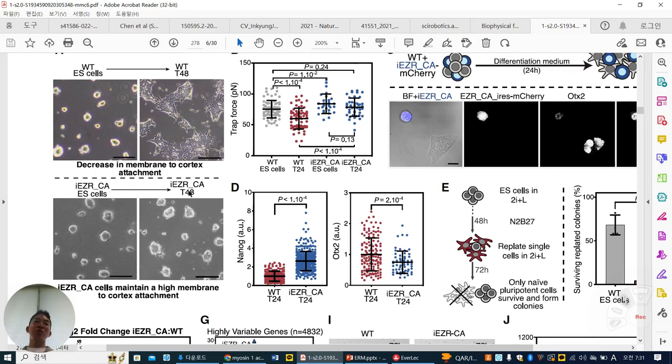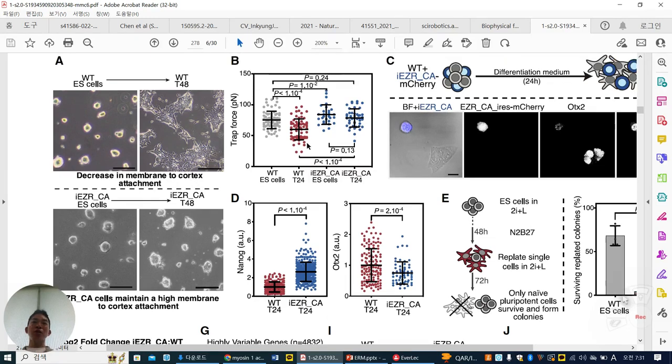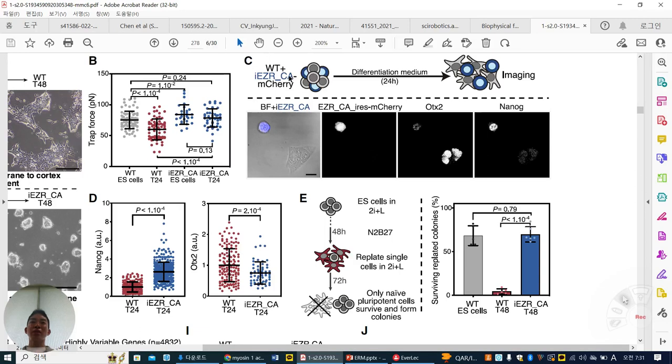So they want to say that this ERM protein, agarin, is very important for maintaining the cell membrane tension. The trap force decreases, but is retrieved under EGR high activation condition. And then to prove that, they use a mixture of wild type plus EGR activating cells labeled with mCherry. So this is the EGR activating cell here. They have high membrane tension.